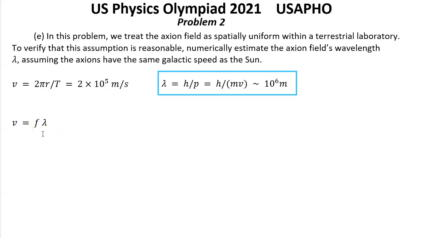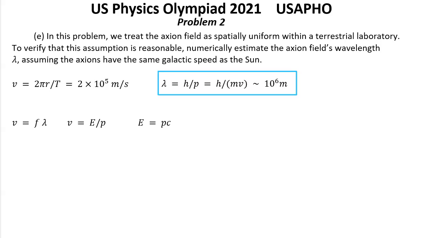But this is only true for waves which travel at constant speed, such as light. To see the problem, note that if you applied the de Broglie relation, this equation becomes v equals energy over momentum. That's true for photons, where E equals pc, but certainly not true for massive particles.